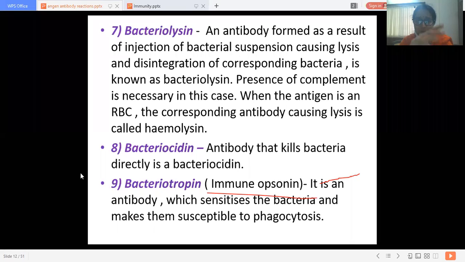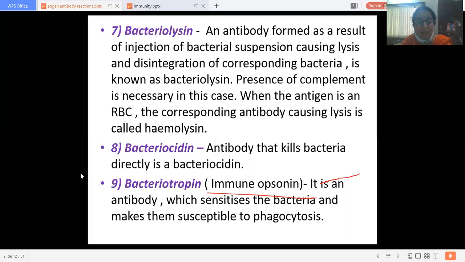Complement is necessary for bacteriolysin, which again causes lysis of the cell. Now next is bacteriocidin. Here the antibody kills the bacteria directly. There is direct attack on the bacteria, and the bacteria get directly killed. This is known as bacteriocidin.